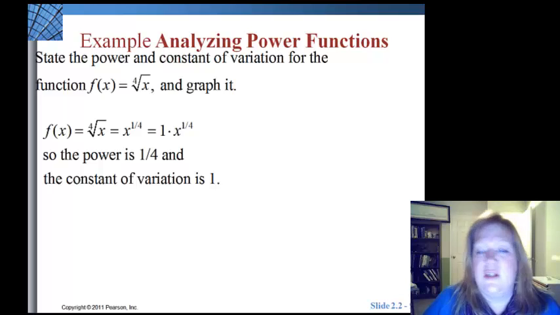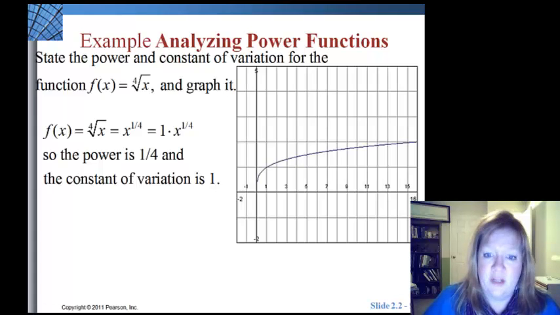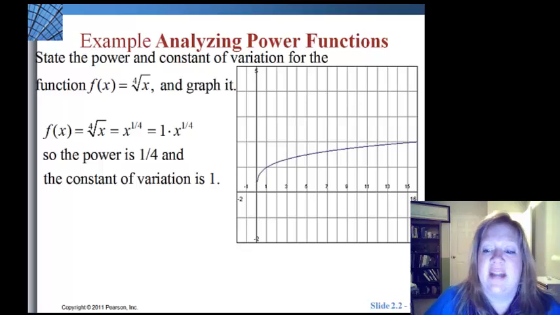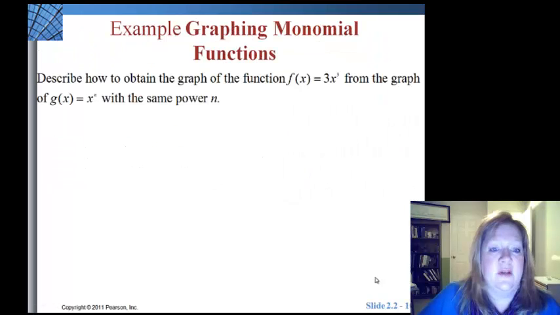To graph it, you can sketch it by making an XY chart and looking for perfect fourths, like 16. The fourth root of 16 is 2. The fourth root of 1 is 1. That gives you a couple to do. The fourth root of 0 is 0. Then I've got (1, 1) as a point and (16, 2) as a point, and it curves that way. So that's how you would graph it. The question is, is it even or odd? It's neither.